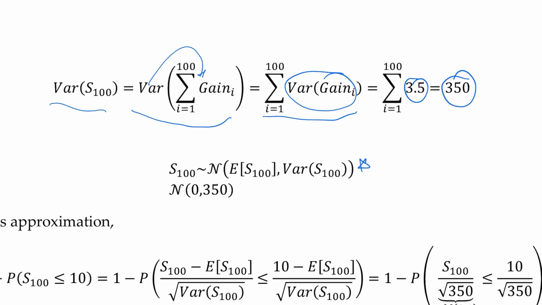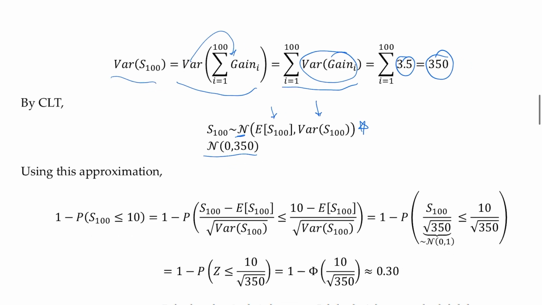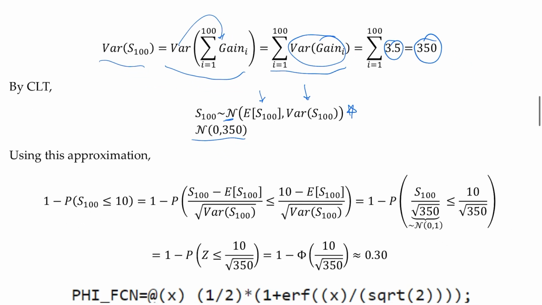So we now can write S100 as a normal distribution, since we know its mean and variance, and this is the expression. All right, using this approximation, we want to compute this, right? Whenever you have a random variable that is not in the form of zero mean and unit variance, you need to, quote unquote, normalize it. How would you do that?